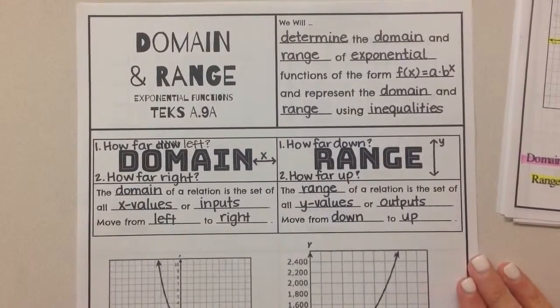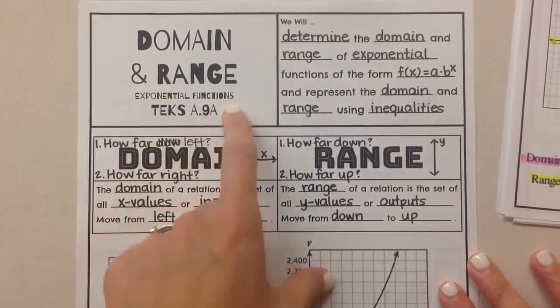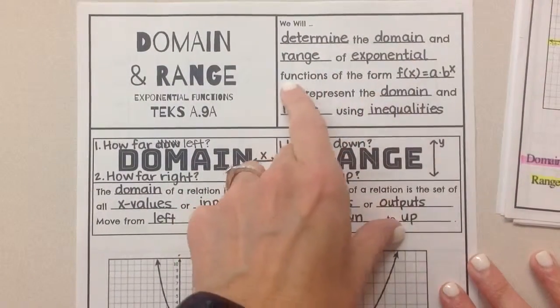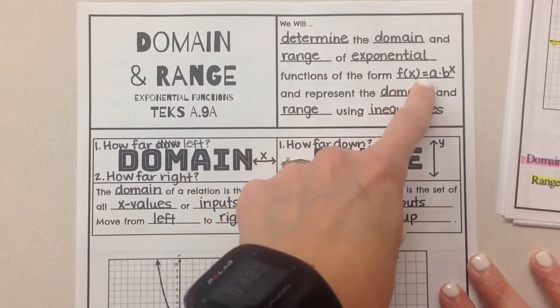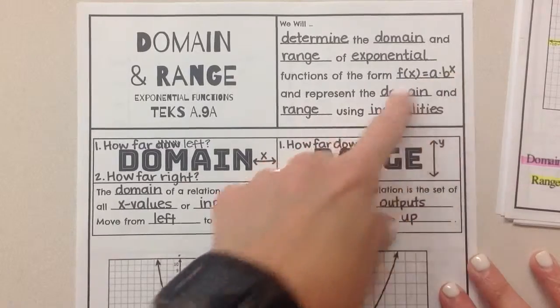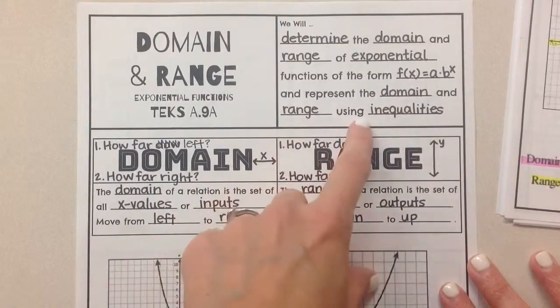Okay, for today's lesson, we're going to be talking about domain and range of exponential functions. We are going to determine the domain and range of exponential functions of the form f of x is equal to a times b to the power of x. And we're going to represent the domain and range using inequalities.